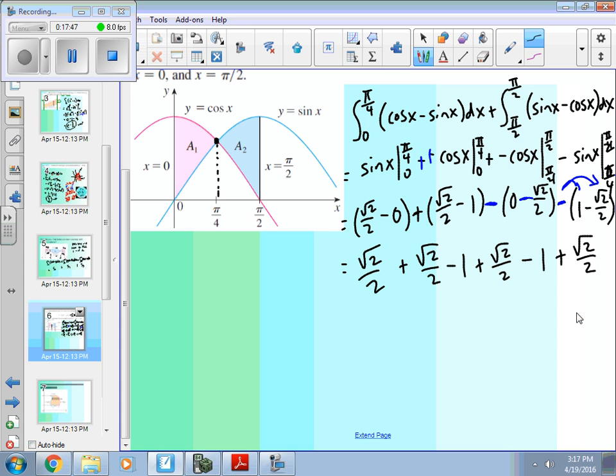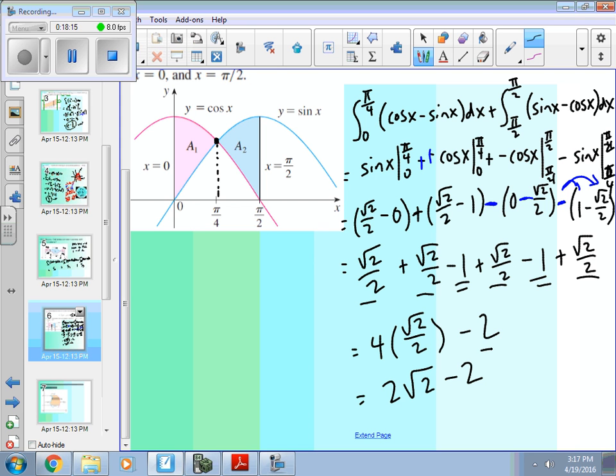All right, simplifying that out now. It looks like we have a total of 1, 2, 3, 4 of these square root of 2 over 2's being added together. So we've got 4 square root of 2 over 2's. And then we've got minus 1 minus another 1, minus 2. Simplifying that a little bit further, you get 2 square root of 2 minus 2. Looks like our answer. So that would be our area for this one.